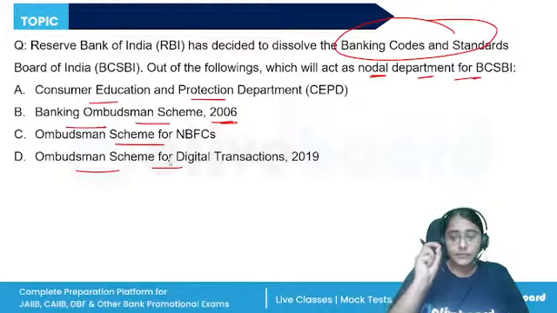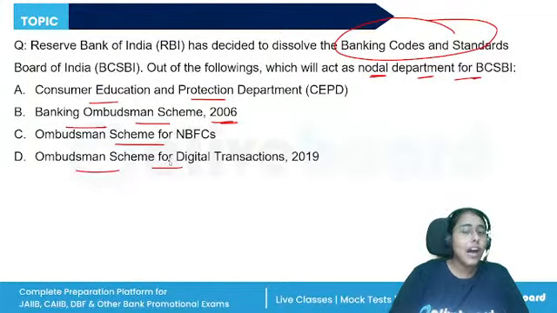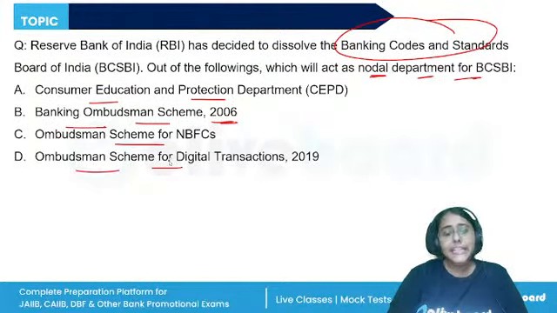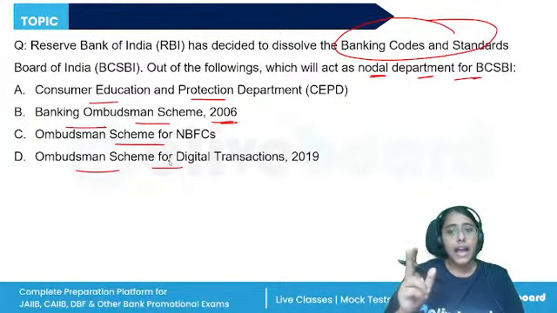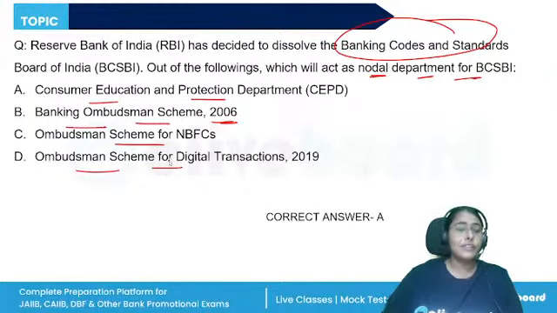See, the CEPD is now acting as the single nodal point for the receipt and disposal of all external complaints, and the BCSBI was dissolved and CEPD took its place. So the correct answer is A, right?